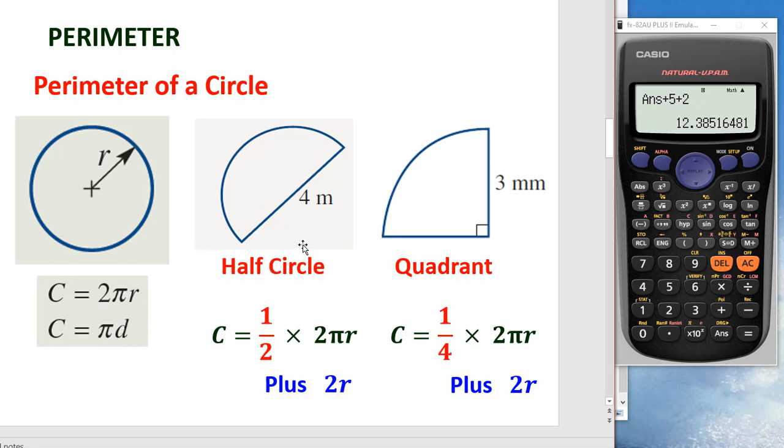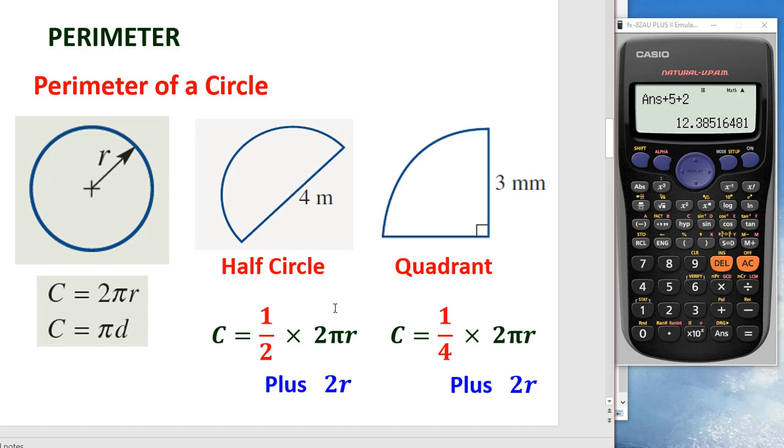If we've got a half circle, now remember this perimeter, the curved bit here is going to be half times 2 times pi times r. And if you look at 2 times a half here, that's going to be equal to 1. So another way to think of this would be pi times r for that curved bit. But don't forget this straight bit here. In this case here, it would be 4 meters. And this 4 meters on this diagram is actually the diameter.